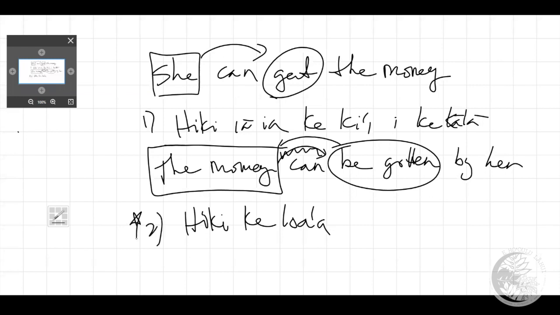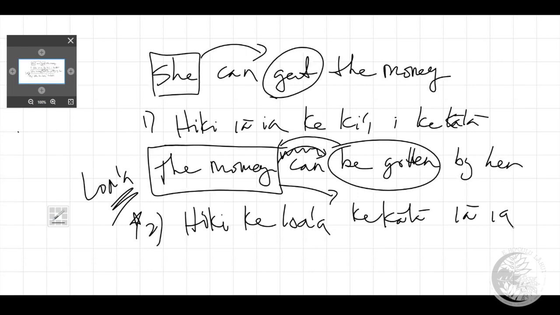So whenever we use loaʻa, let me write this here. Whenever we use loaʻa with the sense of can, it's always in this form. Hiki ke loaʻa, what can be gotten? Ke kālā. Yeah, and by whom? By her, iā ia. Yeah, whenever we use loaʻa, we know. Now, commonly, of course, we know iā ia can also move up or stay back, both correct.